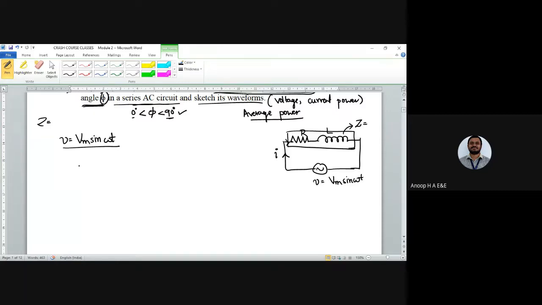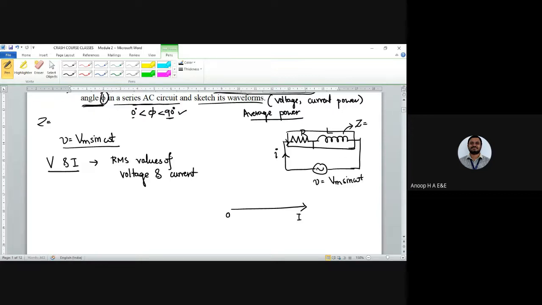Now I'll be making use of the RMS values, where V and I are the RMS values of voltage and current. That is the concept I'm using here. Which parameter is the same? The current is the same in a series circuit. So I take the current vector as the reference.